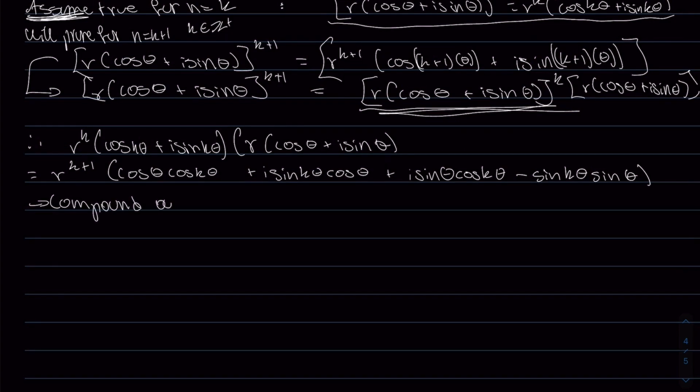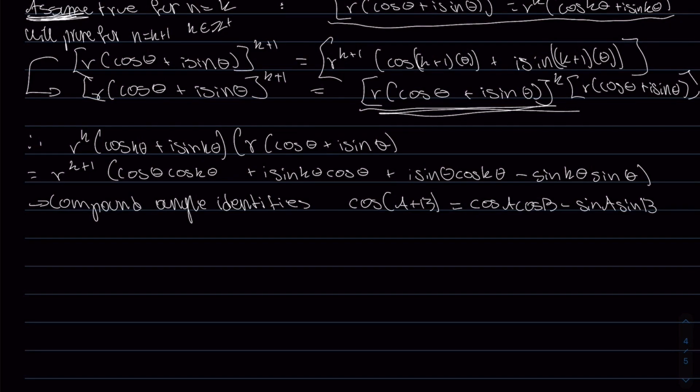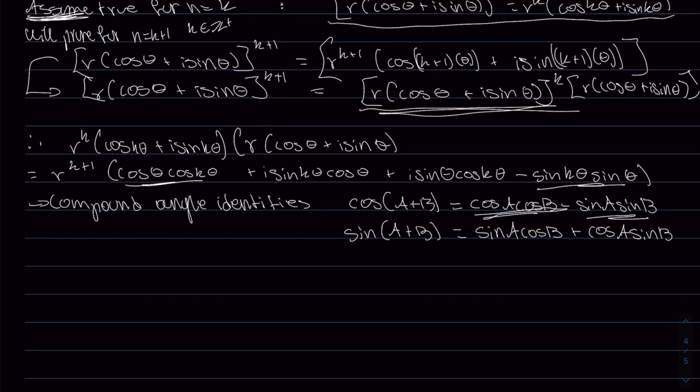If we recall, cosine of a plus b equals cosine a times cosine b minus sine a times sine b. Similarly, sine of a plus b equals sine a times cosine b plus cosine a times sine b. And we can see that in our expansion of the complex number raised to the power of k plus 1, we get 4 products, which we can arrange into 2 compound angles. Once we do that, we will notice that we arrive at what we wanted to prove.